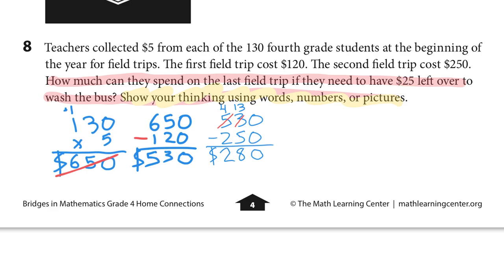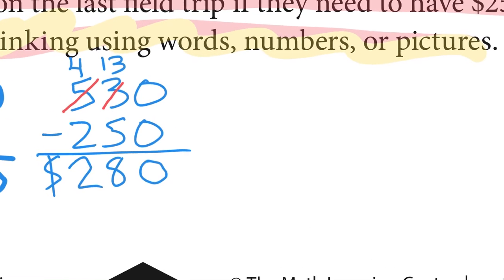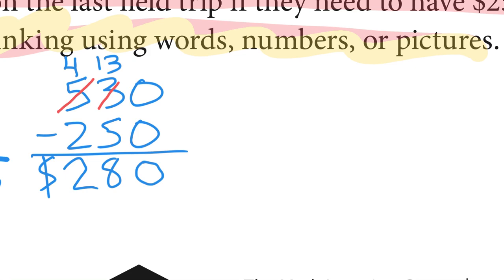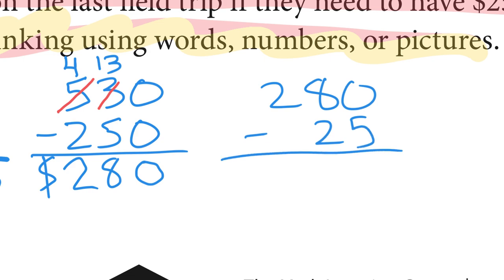So I'm going to take $25 out of this because this is what's left because we can't spend it. We have to save it. So I'm going to take $25 out of this number so we can save it for washing the bus when we're done. Okay, so here we go. So I'm going to take that 280. I'm going to take $25 out of it so that we can wash the bus.